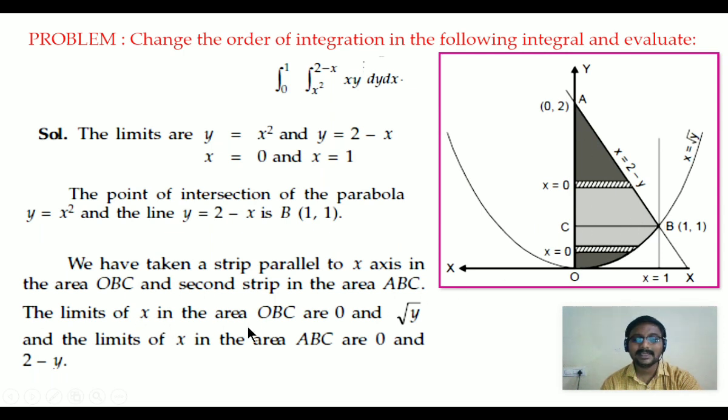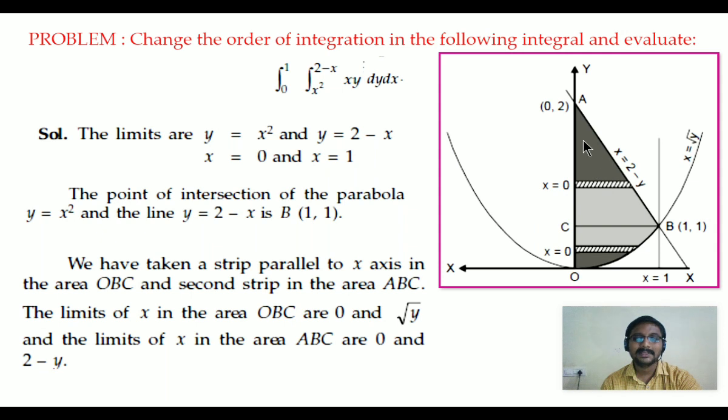The limits of x in area OBC are 0 to root y, because the new strip touches the y-axis, so x equal to 0, and touches the curve, so x equal to root y. For the next region ABC, the x limits are 0 to 2 minus y, according to the new strip in the region ABC. Thus, the new limits are obtained.